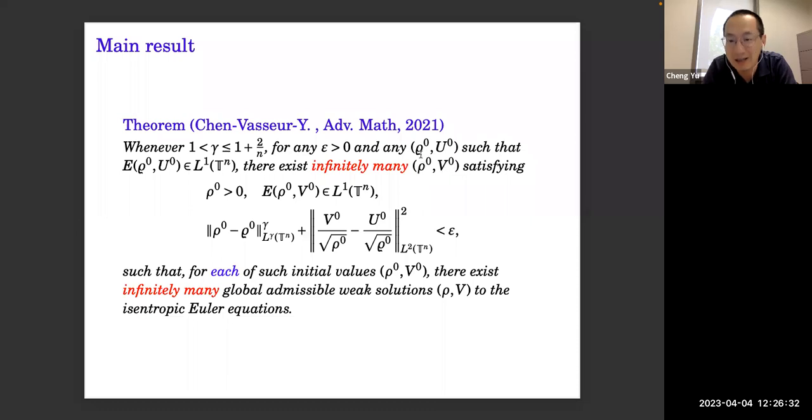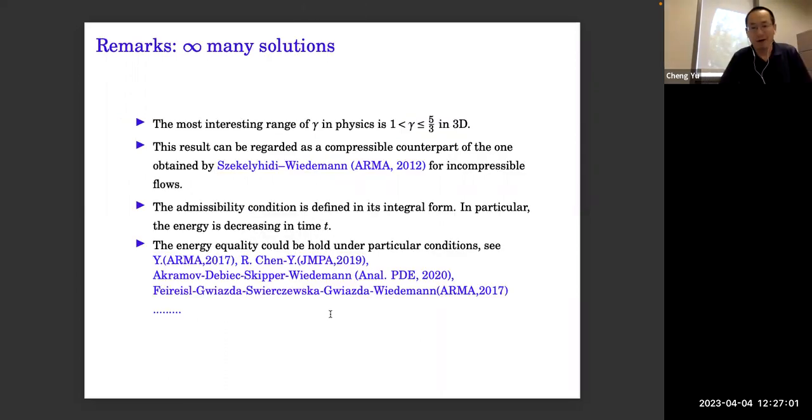this kind of initial data is very close to the given initial data, and for each new initial data, there exist infinitely many global admissible weak solutions rho, V to the isentropic Euler system. Here, admissible solution means the weak solution plus the energy inequality in the integration form. Okay, so here we have to restrict the value of gamma to 1 to 5/3 in 3D, but fortunately, the most interesting range of gamma in physics is this range, which means bigger than 1, less than or equal to 5/3.